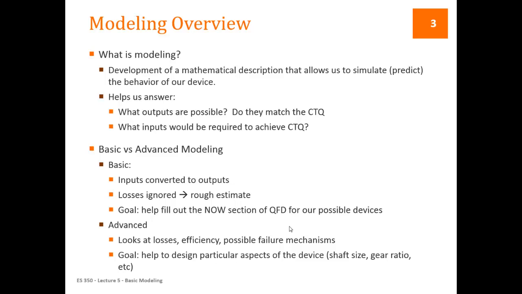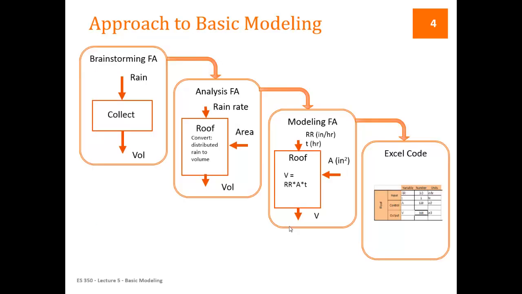But the general idea is to try to convert your inputs into your outputs. Later, once we've picked a single device, we're going to turn that basic model into an advanced model. In the advanced model, we're going to be looking at losses, we're going to be looking at efficiency, we're going to be looking at possible failure mechanisms. The goal of the advanced model is to help us actually design the device. So to help us pick the gear ratio, to help us pick the shaft size or the shaft material. There we're going to be much more specific and looking at very particular aspects of the device. Right now we're worried about turning our inputs into outputs, and we're working with rough estimates.